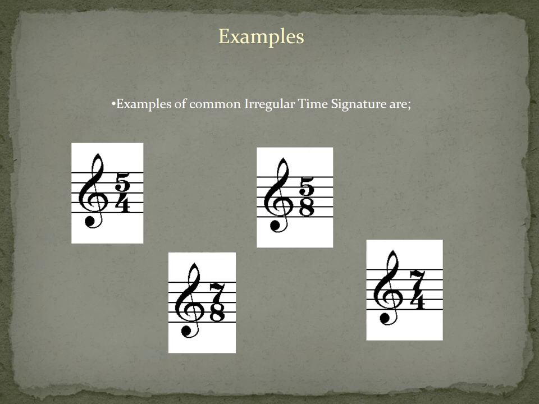And here are some examples of the most common of the irregular time signatures. 5 on the top, 7 on the top. 5/4, 5/8, 7/8, 7/4. Because there are 5 or a 7 as the top number, we regard these as an irregular time signature.